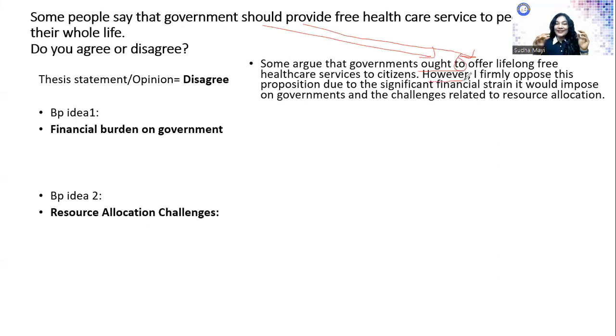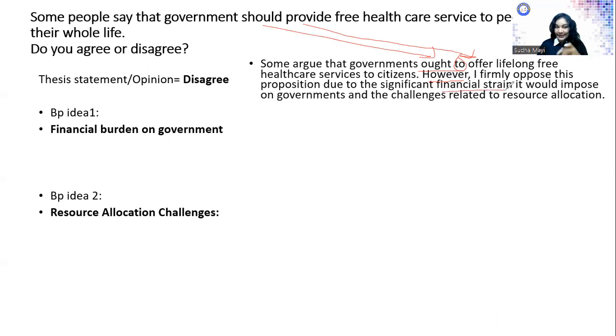However, look at the transition, look at the change in the story. However, now here comes my giving of opinion. You remember paraphrasing of the question followed by your thesis statement. So I'm just talking about the introduction, by the way. All of you, please recognize that. So, however, I firmly oppose this proposition due to significant financial strain.